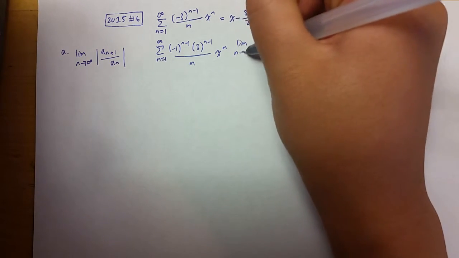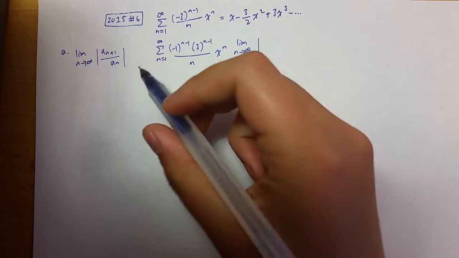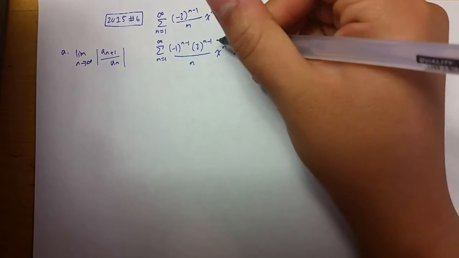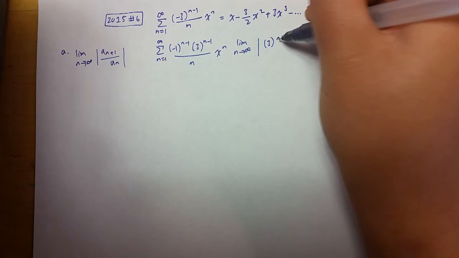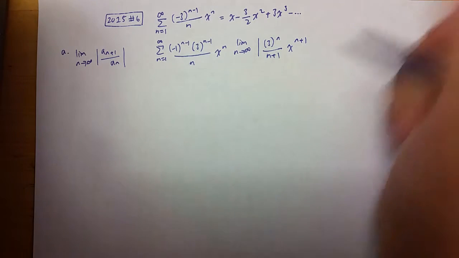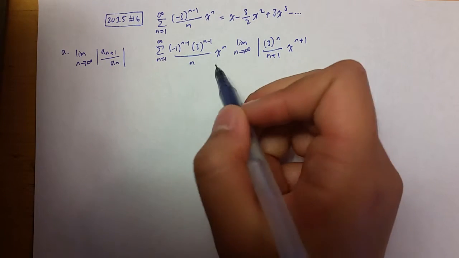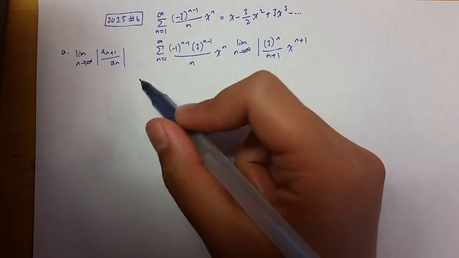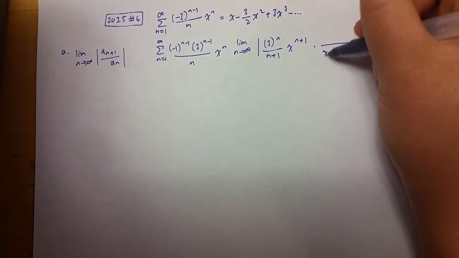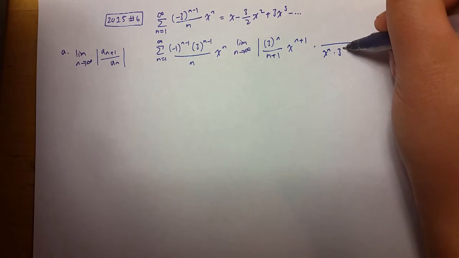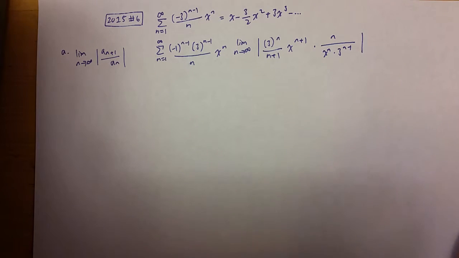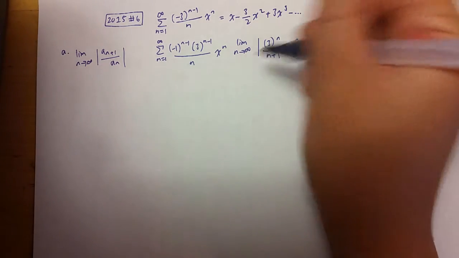So limit as n goes to infinity of a sub n plus 1 is, you just put n plus 1 where there's n. So there's 3 to the n plus 1 minus 1, times n over n plus 1, times x to the n plus 1. And then you divide it by the original series, but instead of doing that, you can also multiply it by the reciprocal, which is the same thing. And you just put the x to the n on the bottom, the 3 to the n minus 1 on the bottom, and the n on top. Well, that does not look like an easy limit, but we can cancel out things by rewriting it.